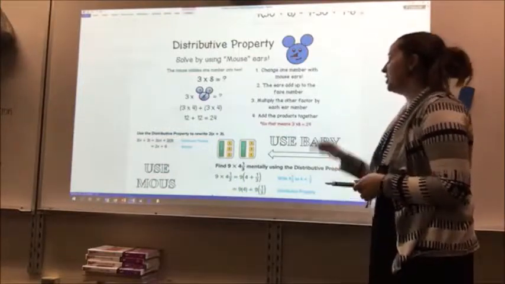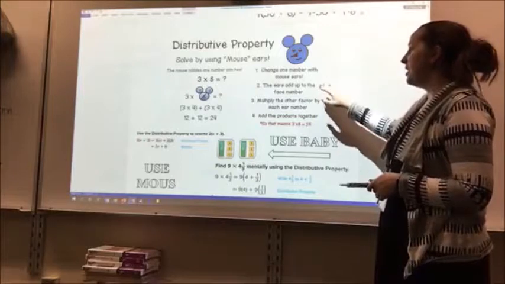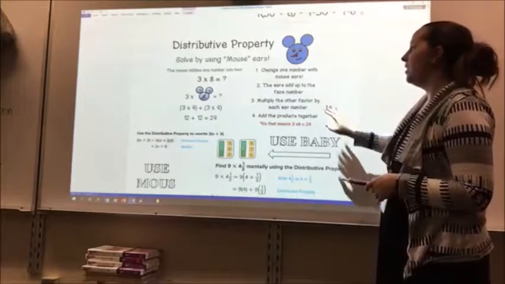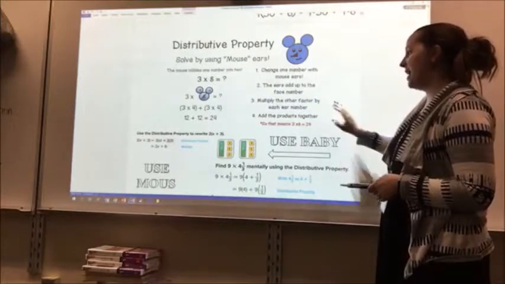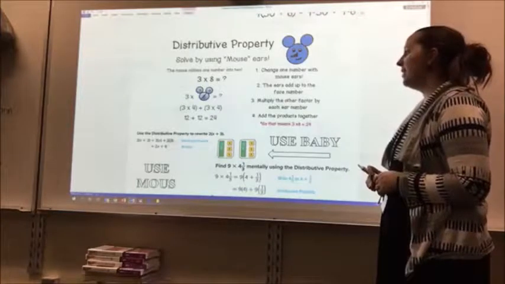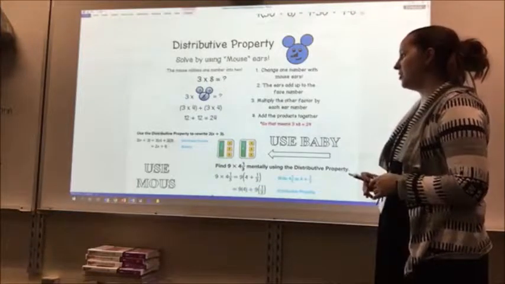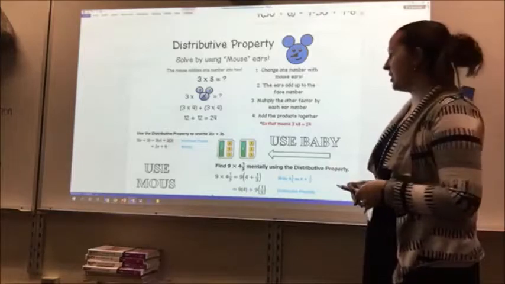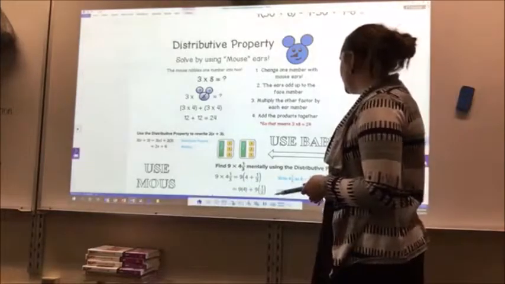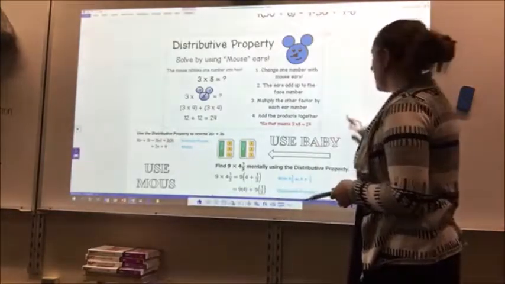So my steps are: 1, change one number with mouse ears. 2, the ears add up to the face number. Step 3, multiply the other factors by each ear number. And 4, add the products together. So this means that 3 times 8 equals 24. Now let's go ahead and look at a couple of examples.